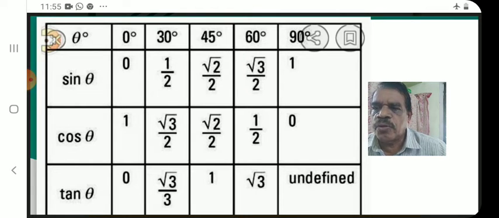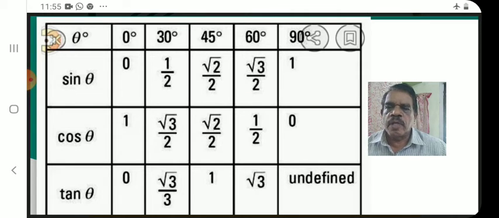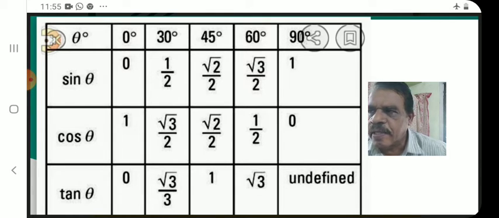For example, sin 0 equals 0, sin 30 is half, sin 45 is 1 by root 2 or root 2 by 2, sin 60 is root 3 by 2, and sin 90 is 1. And likewise for cos theta: cos 0 is 1, cos 30 is root 3 by 2, cos 45 is root 2 by 2, that is 1 by root 2, cos 60 is 1 by 2, and cos 90 is 0. The sine angle values are written in reverse order in the cos angle values.